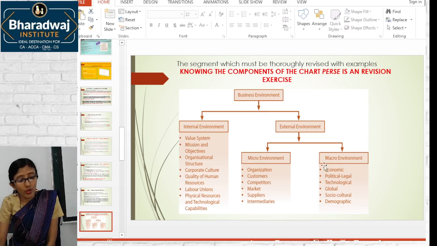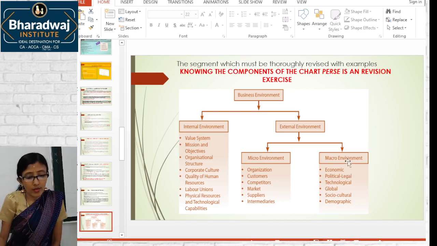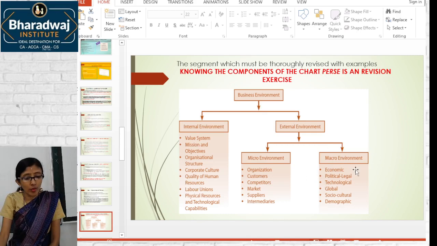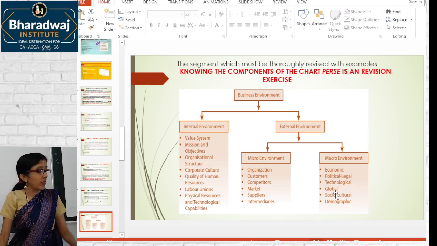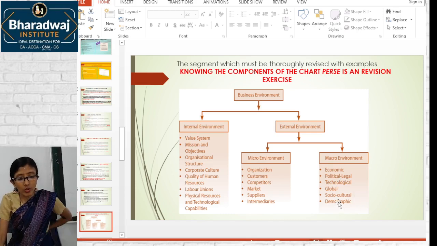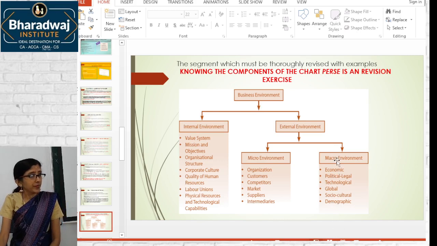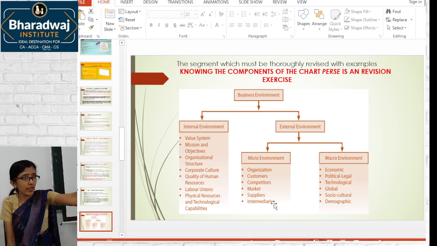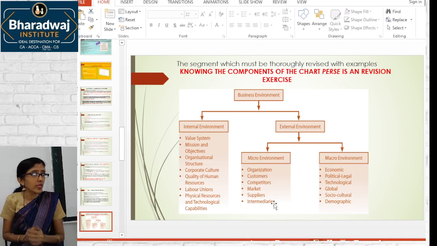Okay, macro, look at the macro. The factors relating to this should be there: economic, political, legal, technological. And remember, my dear students, global is very important. Socio-cultural, demographic. So this carries 6 marks, 6 plus 1, 7. And here you have 6 marks. So totally, what is the mark? 25. Getting 25. So out of 25, please give me the marks.